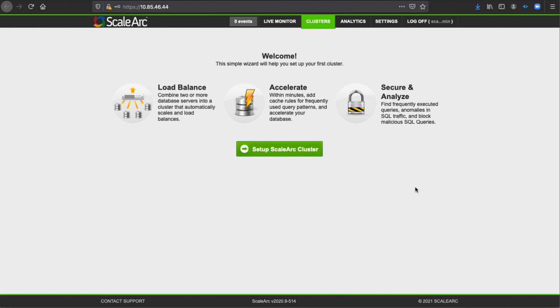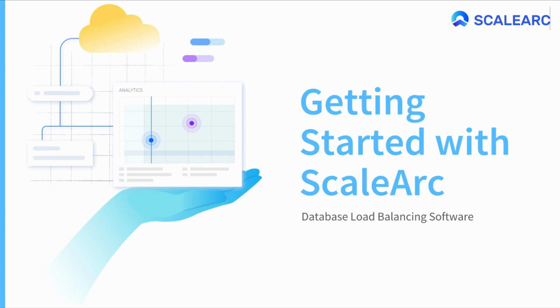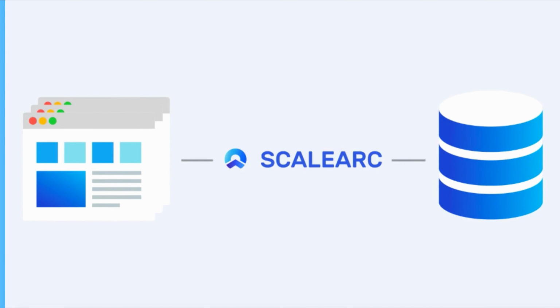Before we configure a cluster though, let's step back and take a look at ScaleArc's capabilities. ScaleArc is database load balancing software. It drops transparently between your application and the database. It uses deep integration with the database platform to allow the rerouting of traffic during outages, queued writes and transactions during failovers. All of this happens transparent to your application and your users. All you will need to do is change the hostname in your database connection string.